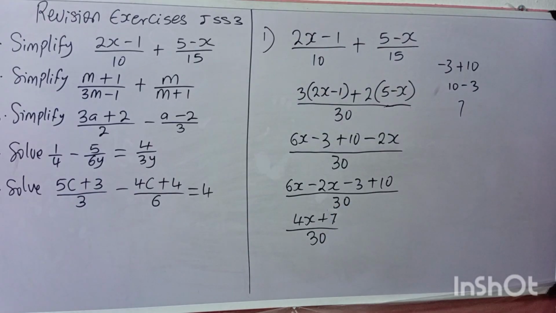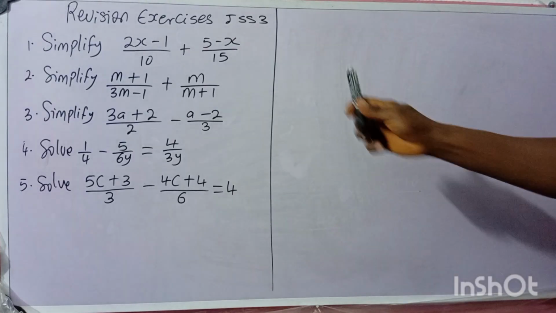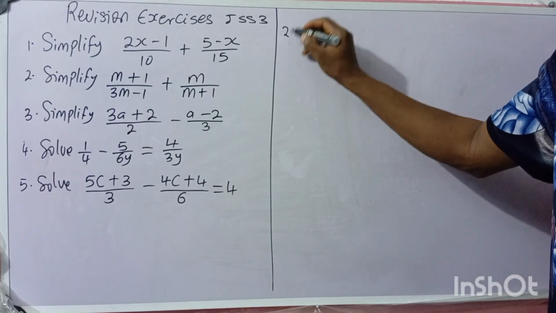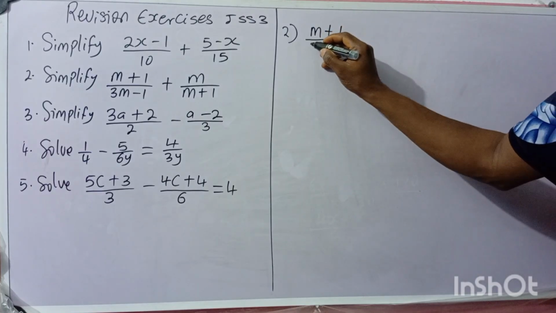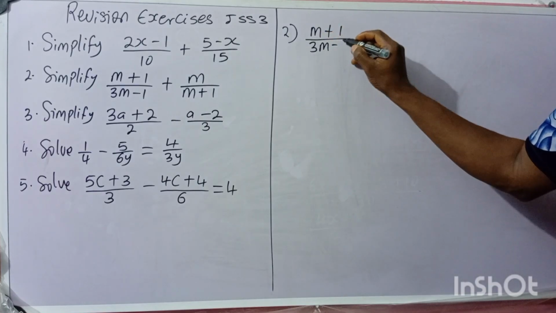Now let's move to the second example. Then second example, we have (m plus 1) all over (3m minus 1).